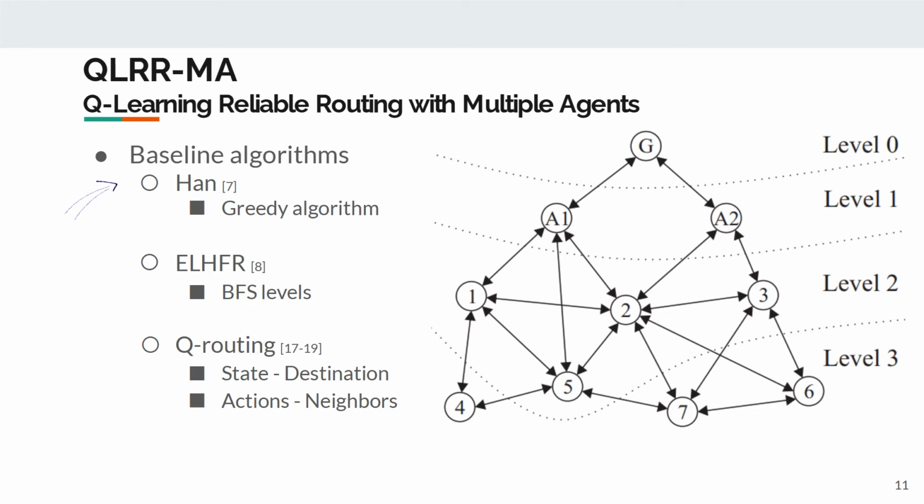The HAN algorithm, which is a greedy algorithm that builds the uplink graph by adding node by node and choosing two neighbors, which we'll be calling successors, that the node will use to forward data towards the gateway. We also use the ELHFR algorithm, which evaluates a breadth first tree level for each node. And we use the Q-routing algorithm, which defines that the state is a destination node and the actions will be the next hop neighbor available to forward data.